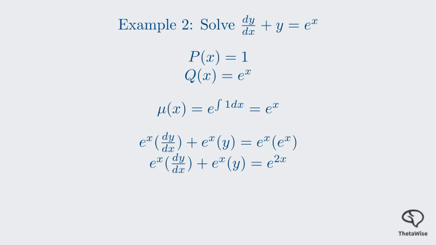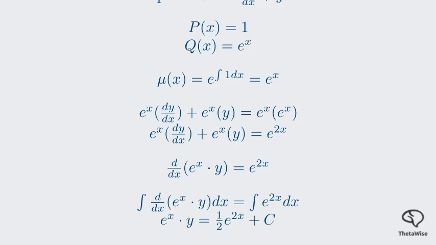The left side is the derivative of the product of the integrating factor and y. So we have the derivative with respect to x of the quantity e to the x times y equals e to the 2x. Now we integrate both sides. Integrating the left side gives e to the x times y. Integrating the right side gives 1/2 e to the 2x plus our constant c.